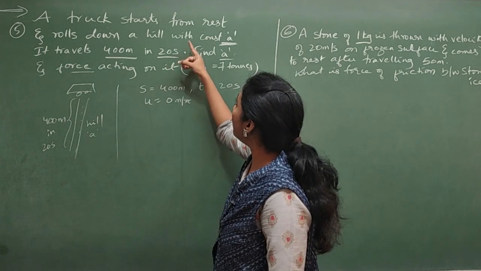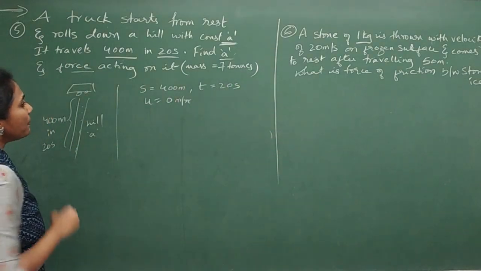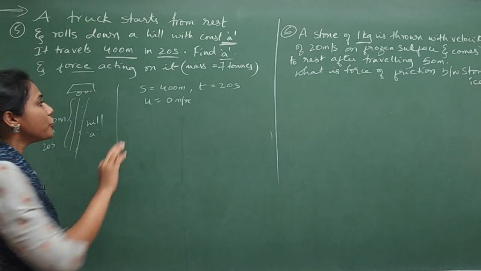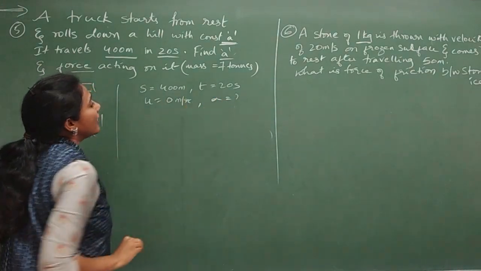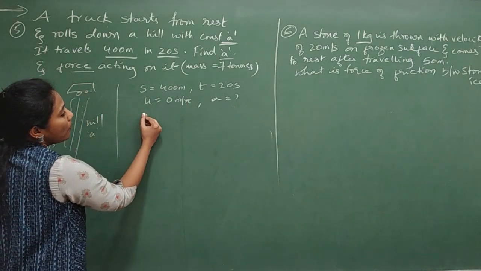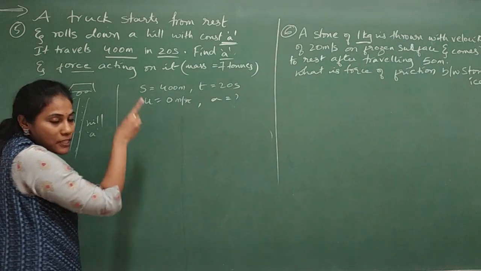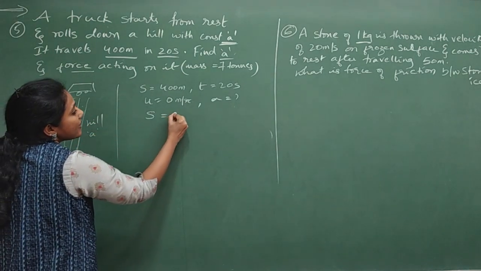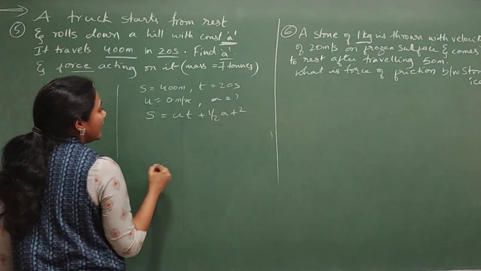It rolls down the hill with constant A. So which is the suitable formula that you can use? Final velocity we don't know, right? So we need to find A first. S is given, time is given. So the best formula that you can select to find A is S equals UT plus half AT square, right?